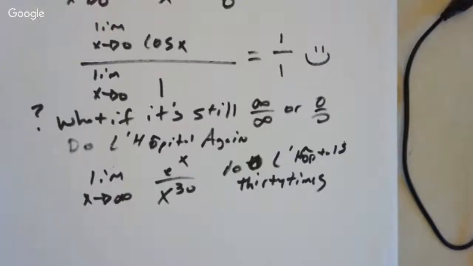The top would be e to the x. So you'd have e to the x over 30 factorial, infinity over 30 factorial. Unfortunately, even though 30 factorial is big, it's not growing without bound. There is a limit on it. That's why it goes to infinity.